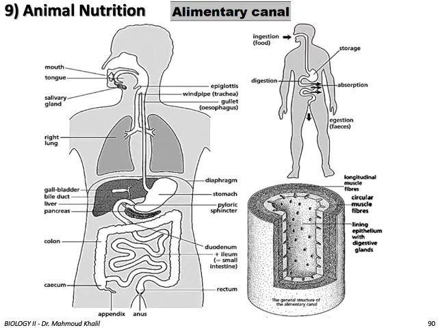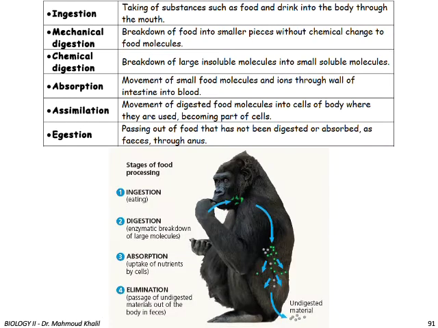You can see as well that generally the alimentary canal is lined by many layers, including a lining epithelium with digestive glands, and circular and longitudinal muscle fibers. Basically, nutrition is divided into several processes: ingestion, digestion (mechanical and chemical), absorption, assimilation, and egestion.